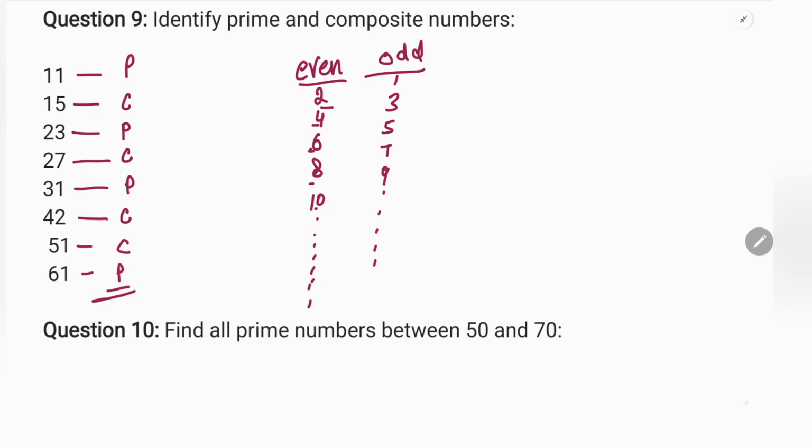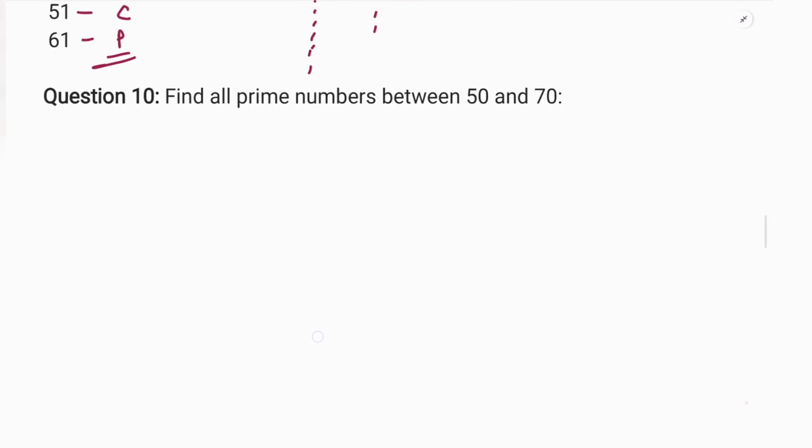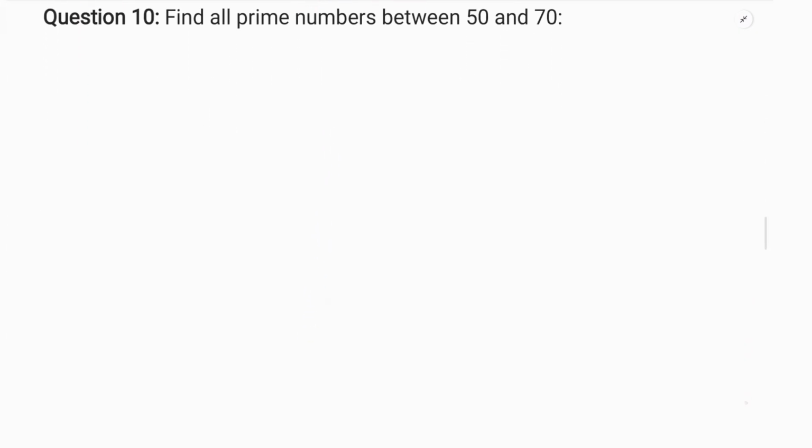Okay, so after that we have to find all the prime numbers between 50 and 70. So 51, 52, I think it is 53 first, right? 54, 55, 56, 57 is divisible by 3, 58, 59, right? 61, 62, 63, 64, 65, 66, 67, right? And 68, 69 and 70. So these are four prime numbers between 50 and 70, right?